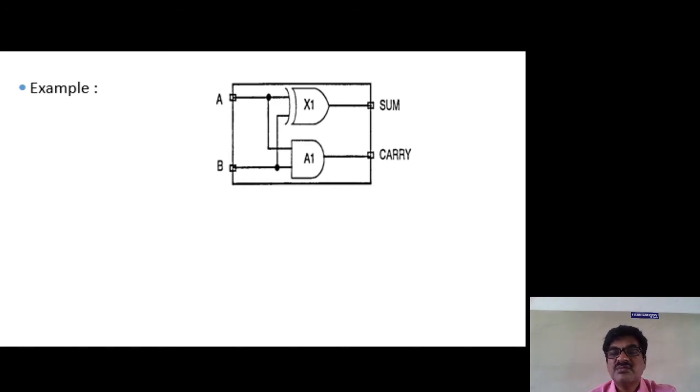Now with this example, how many inputs does it have? 2 inputs, right? A, B. And how many outputs does it have? 2 outputs, sum and carry. Therefore, with reference to this digital circuit, how can you write the entity? As per syntax, it starts with the word entity, followed by the name of the entity.